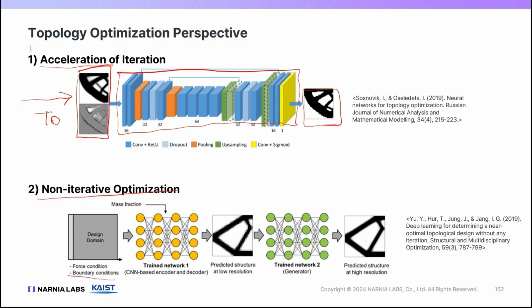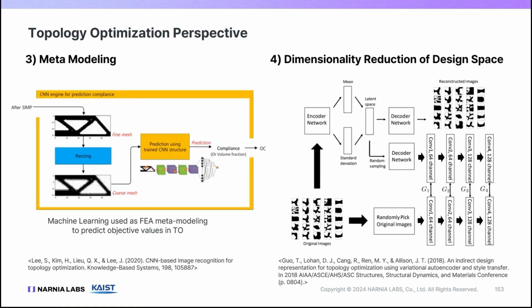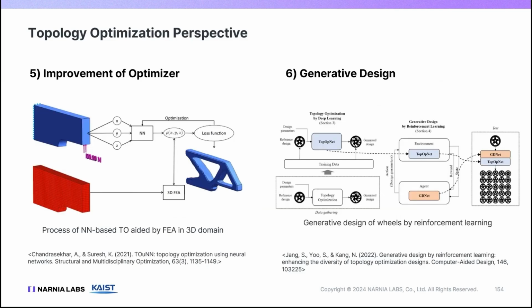So by simply converting the design domain and certain boundary conditions into images and feeding them as input, the final design can be generated directly through deep learning. The third approach is to simply use AI as a meta model. By using deep learning, you can perform FEM to calculate compliance, and based on that, you can also carry out optimal design using the same SIMP method. Next, there's dimensional reduction. If the topology optimization space you want to work with is large, you can reduce its dimensionality first and then perform topology optimization in the reduced space.